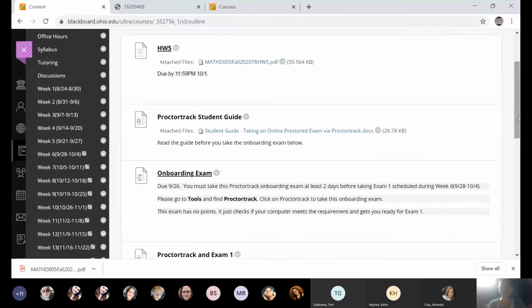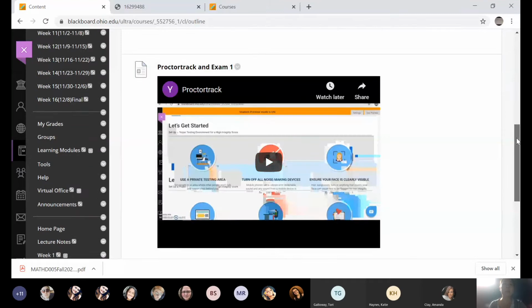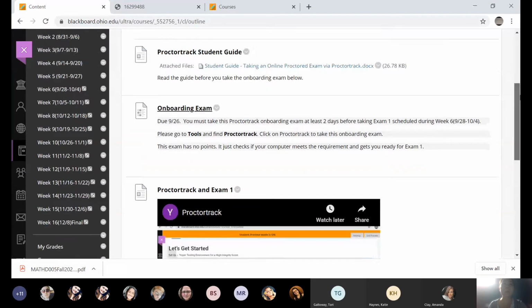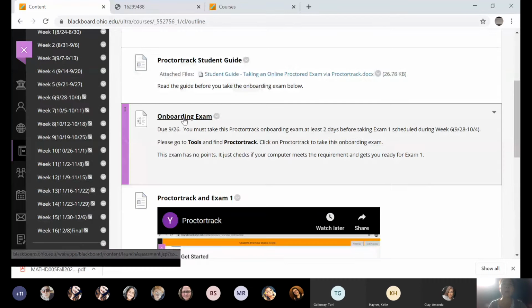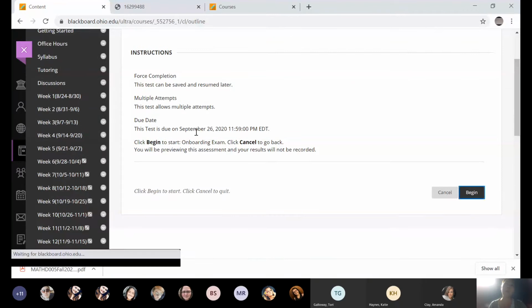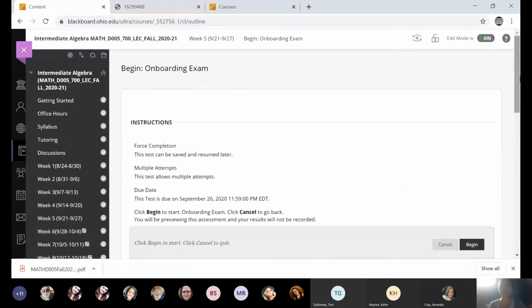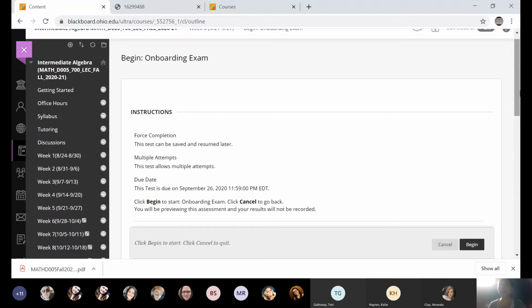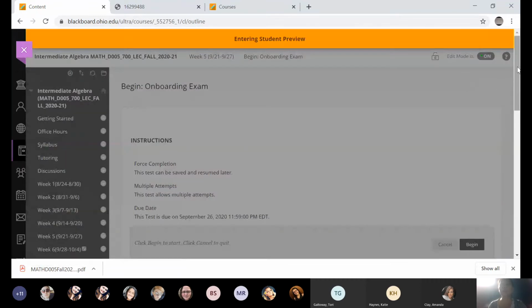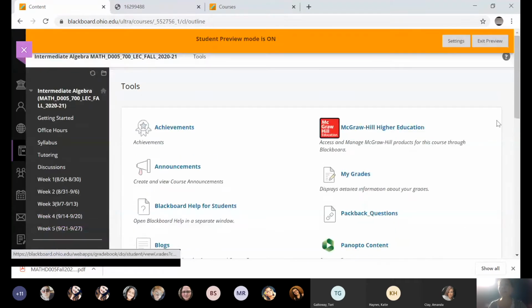But when you take the exam, let me go over it quickly. It is all mentioned in that video, so you can watch that video later. You cannot take it from here. If you click on this onboarding exam and begin the exam, it will ask you for a password. That prevents you from taking it from Blackboard without using Proctortrack. So let me enter the student view. This is what you see, and you click on tools, find Proctortrack, and click on that.